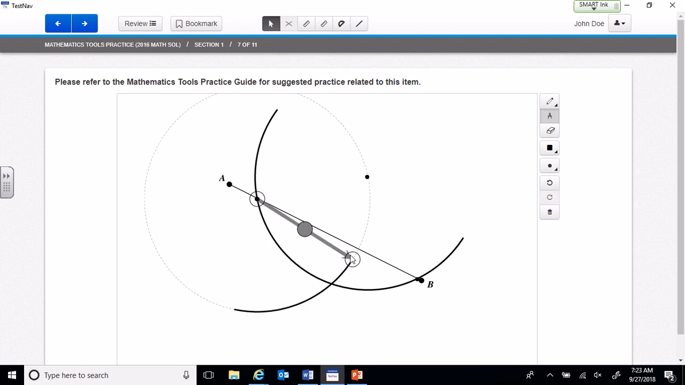After I draw the arc, without changing the compass setting, I'm now going to place the compass on the other intersection point, not point B, the intersection point between the line segment and the arc that I initially created. And so now I'm going to do another arc. Again, I'm going below. And my two arcs that I created should intersect, and they do. I'm going to create a point at that intersection.